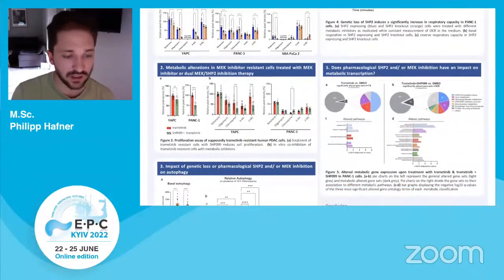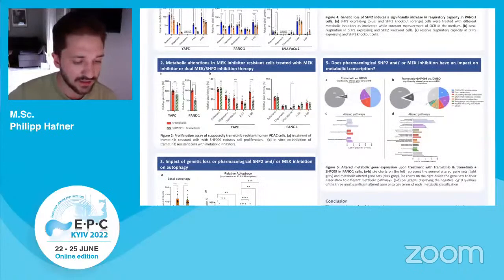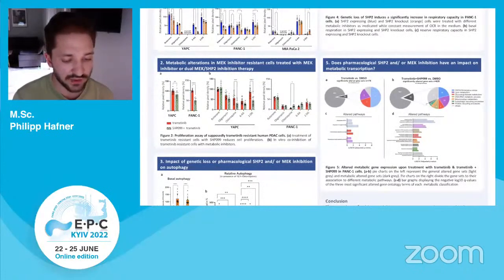In figure 5, you see RNA sequencing data from PANC1 cells. Treating the cells with trametinib results in 179 altered expressed gene sets in comparison to DMSO-treated cells. In the combinational treatment, we observed over 600 altered gene sets, which confirms the synergistic effect of this treatment. And it is noticeable that in relation to the others, we have more affected metabolic gene sets in comparison to the trametinib single-treated cells. And we see way more metabolic pathways that were detected.